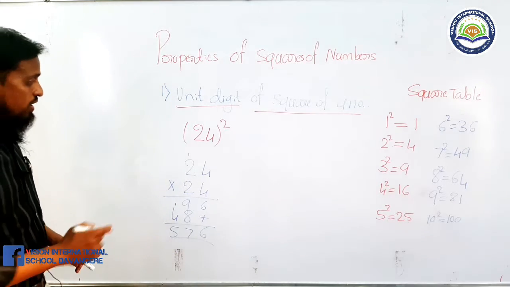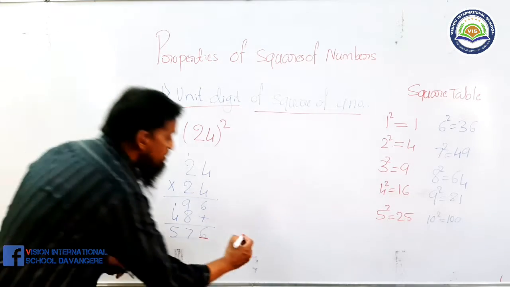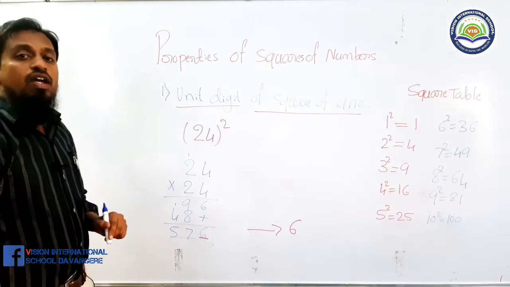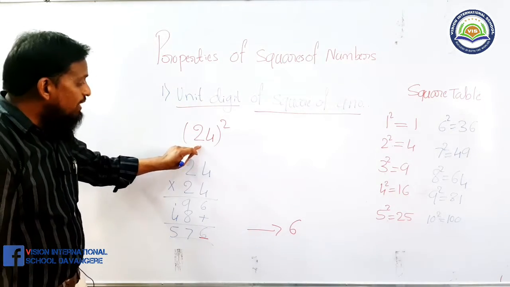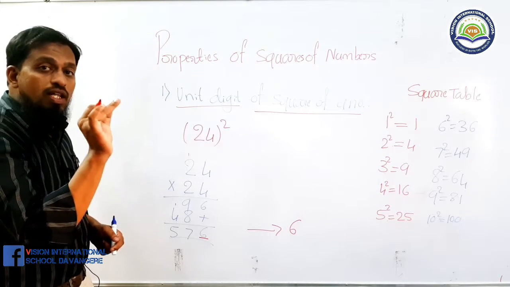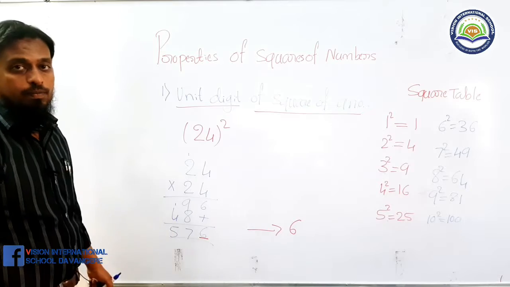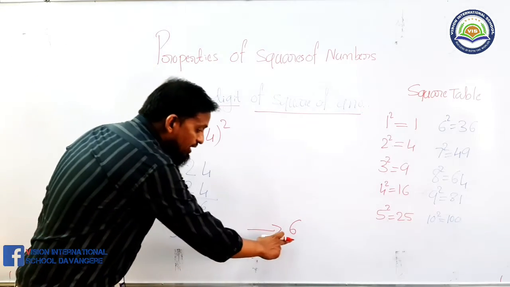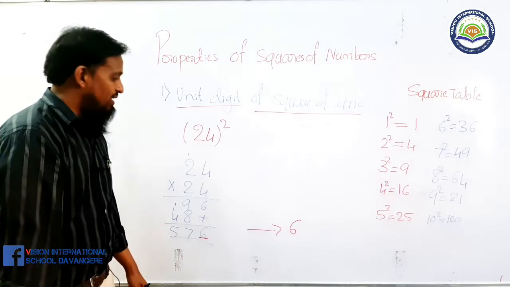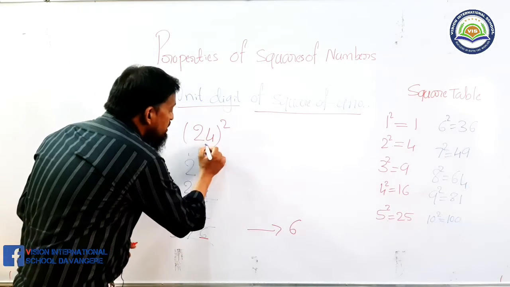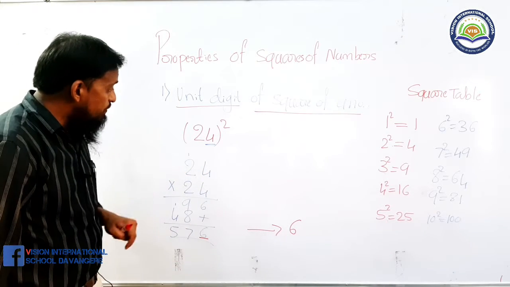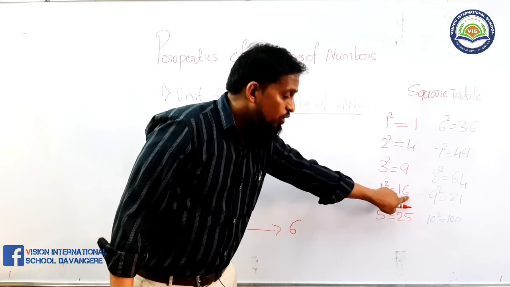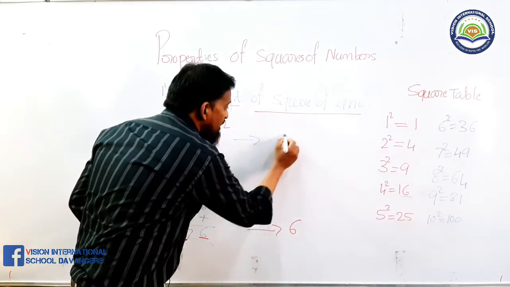Now have a look. What is the unit digit of this 576? It is 6. Right? Now if somebody asks you in the examination, by giving a number, find out the unit digit of the square of this number, you have two ways. One way is to multiply, find the square of that number and find the unit digit. The second option, which is easier, is to just consider the unit digit of this number. What is the unit digit of this number? 4. What is the square of this number? 4 square is how much? 16. What is the unit digit here? It is 6. Directly you can write it as 6.